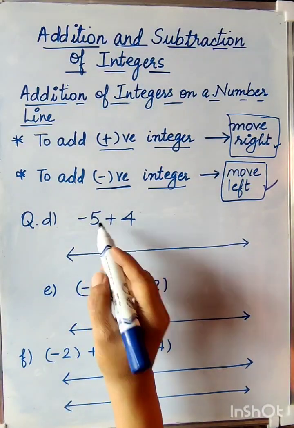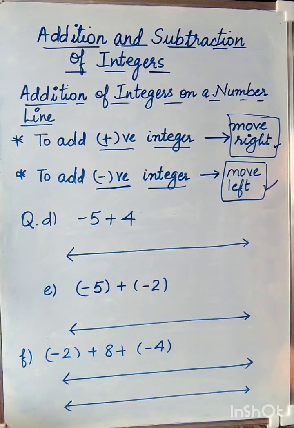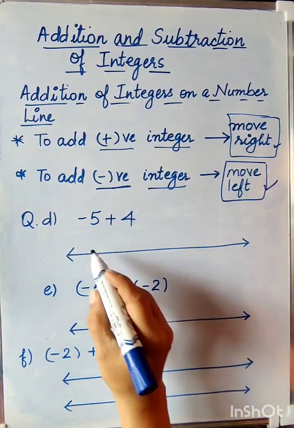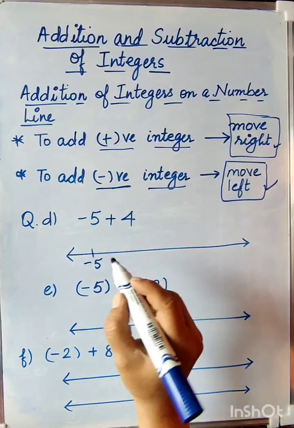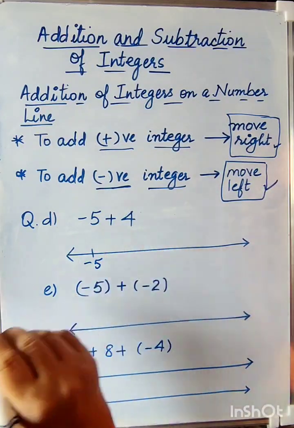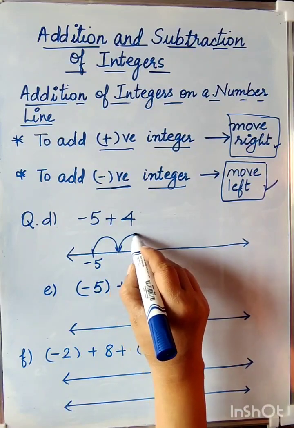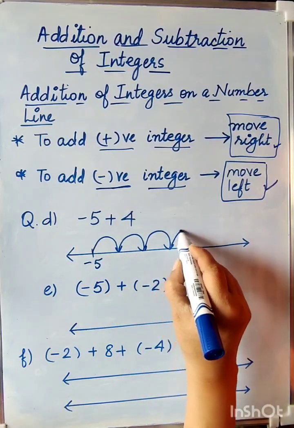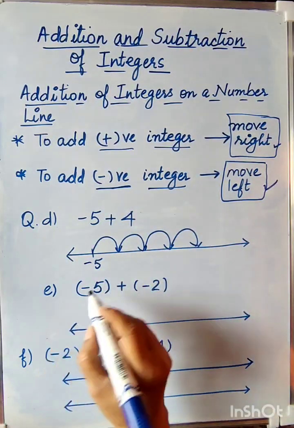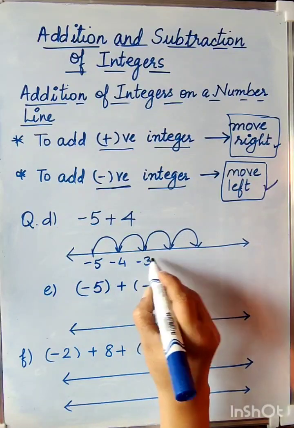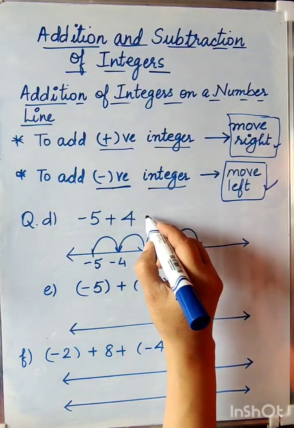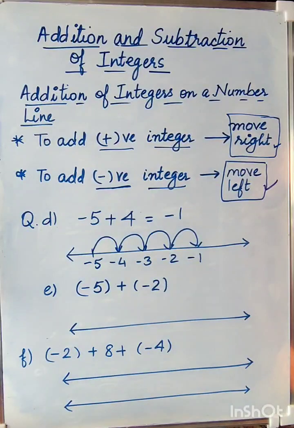So here we have to add 4 to minus 5 in the next part. So to minus 5 we have to add 4. This is a positive integer, therefore we will move right on the number line 4 steps. 1, 2, 3, 4. So we will reach minus 4, minus 3, minus 2, minus 1. So your answer will be minus 1 here.